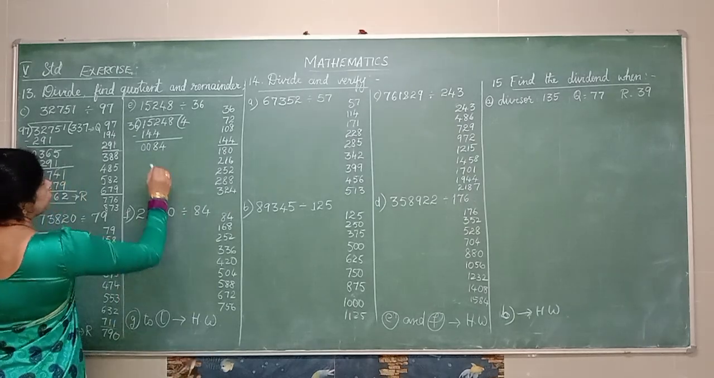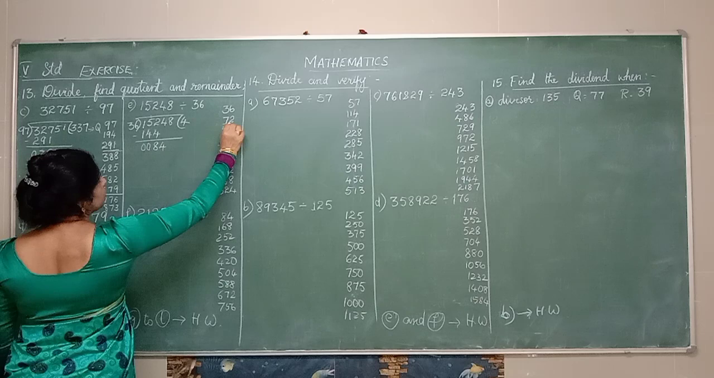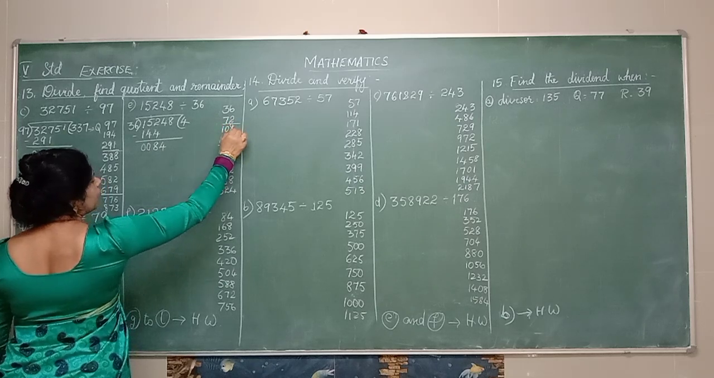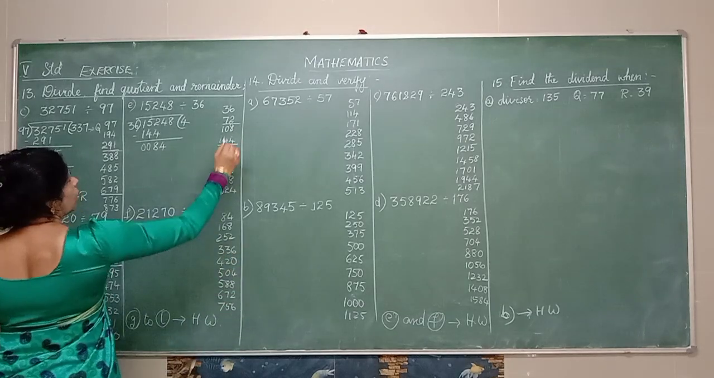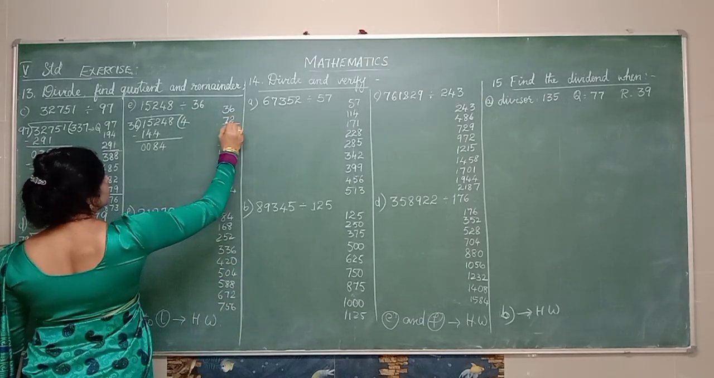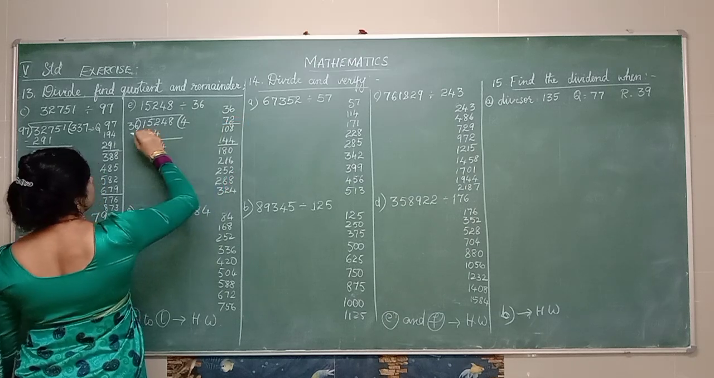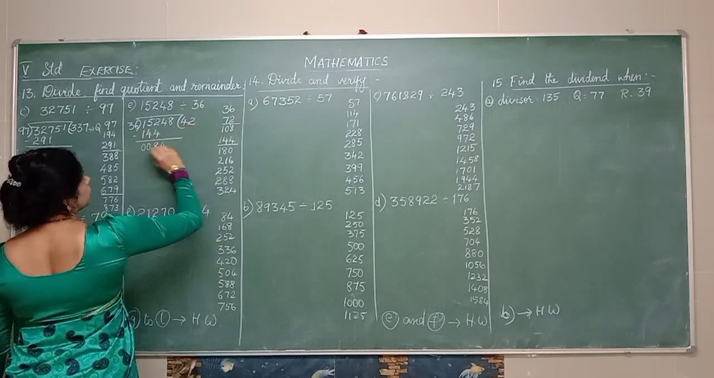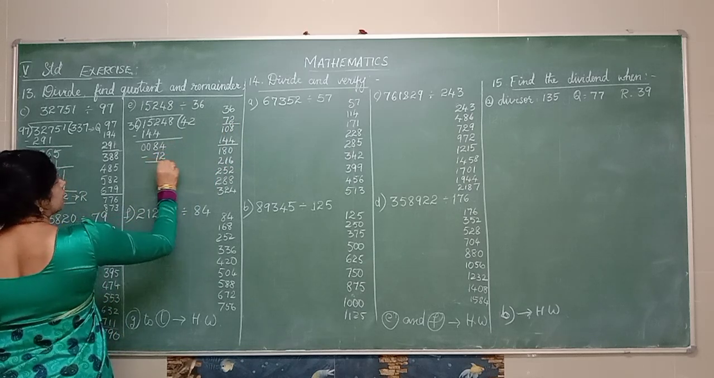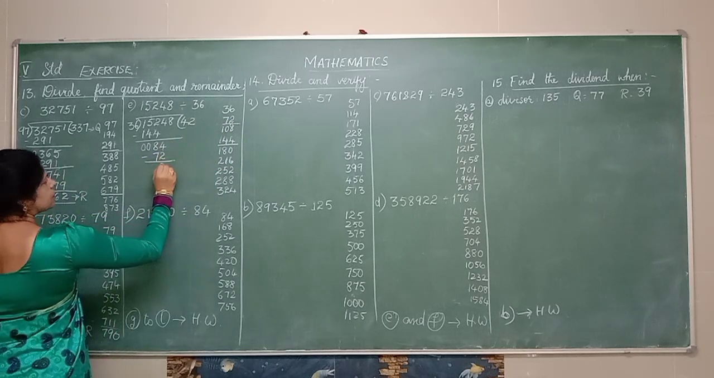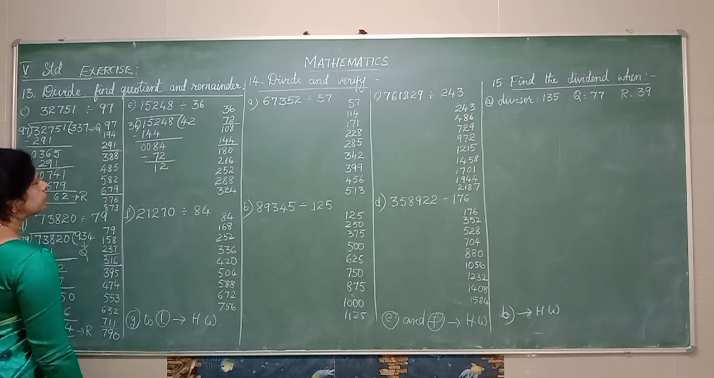So it is 84. So 36 into how many times is 84? 84 comes in between this, isn't it? Between 72 and 108, 84 comes. So you have to take this number, 1, 2, just above the line. 1, 2. So this is second 2. 2s are 72. 72 minus. 4 minus 2 is 2. 8 minus 7 is 1.